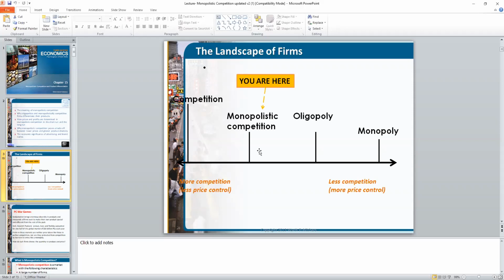And what they want to create, either real or perceived, is that there's something different about their product or service. And usually what they want in return for that difference is a premium, a little bit higher prices than you'd find in a commodity or perfectly competitive marketplace.